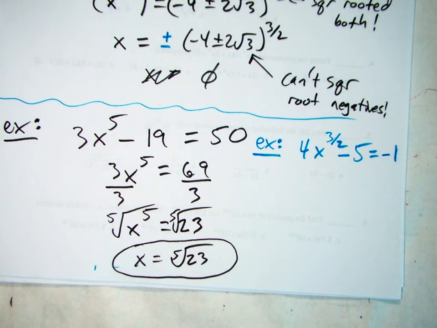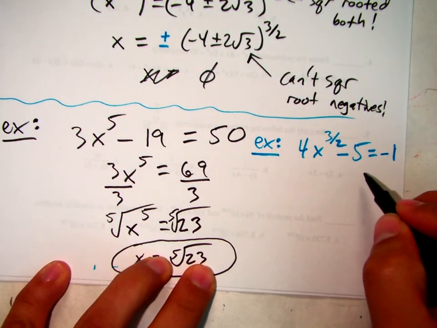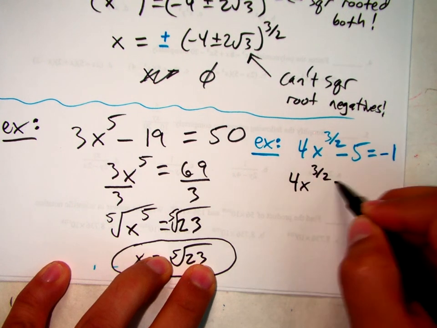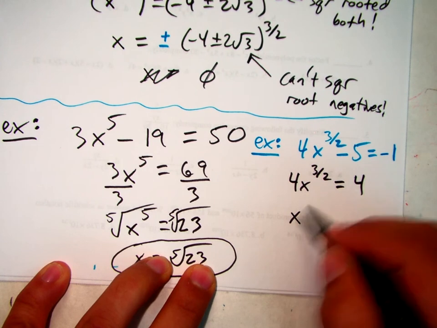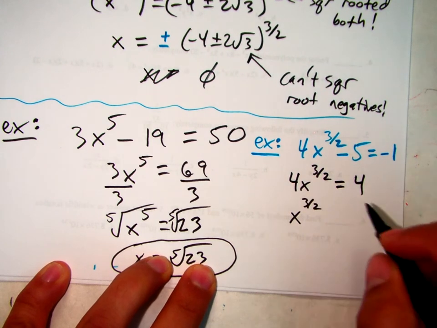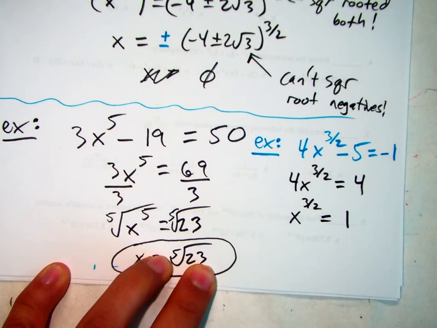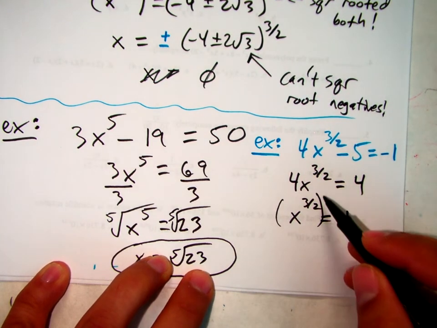So what's the first step? Move this 5. Just add 5. Okay, gotcha. So that becomes 4x to the 3 halves equals 9. Careful, guys. Don't rush it. Divide by 4. That's fine. How do I get rid of a 3 halves power? Raise it to the 2/3.